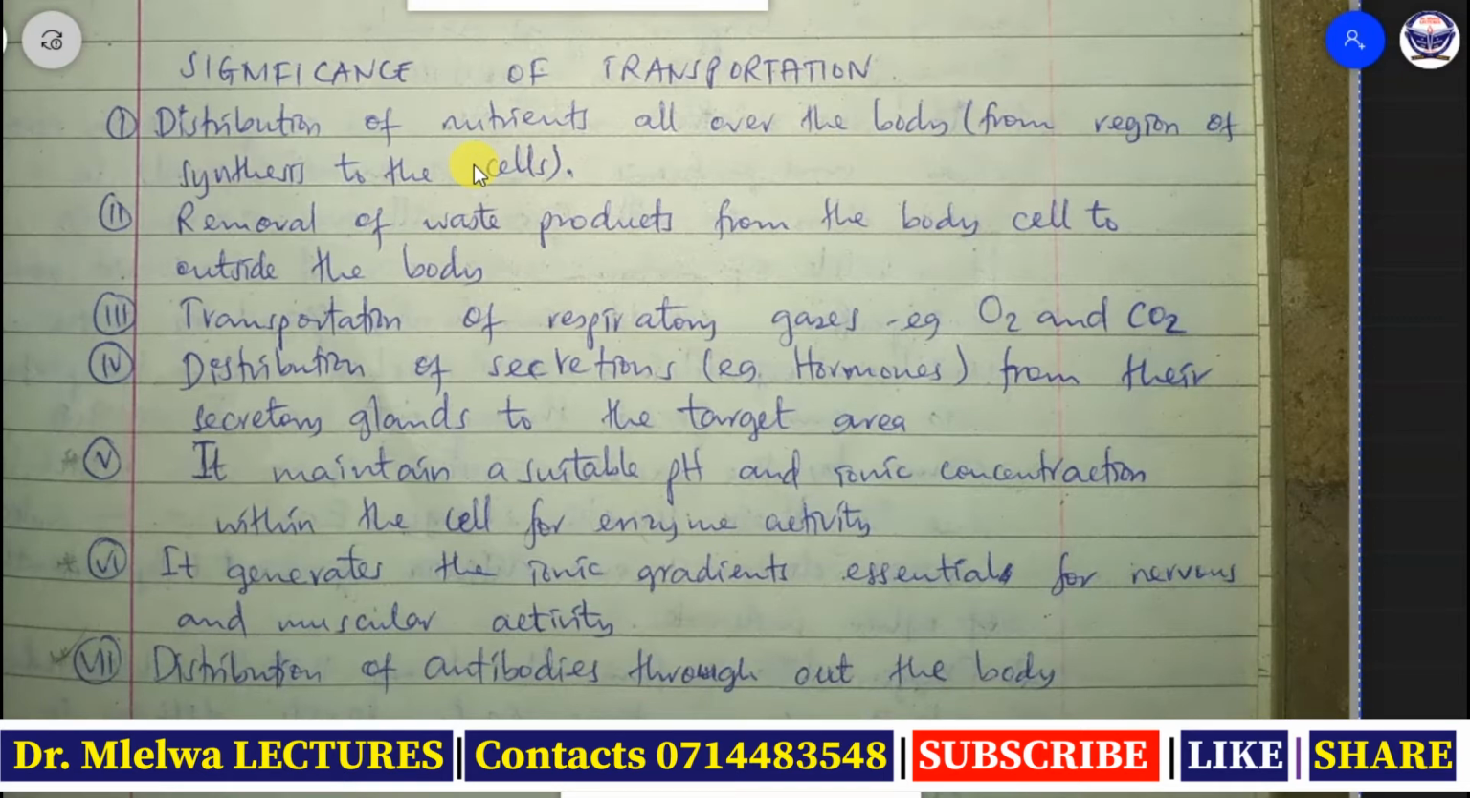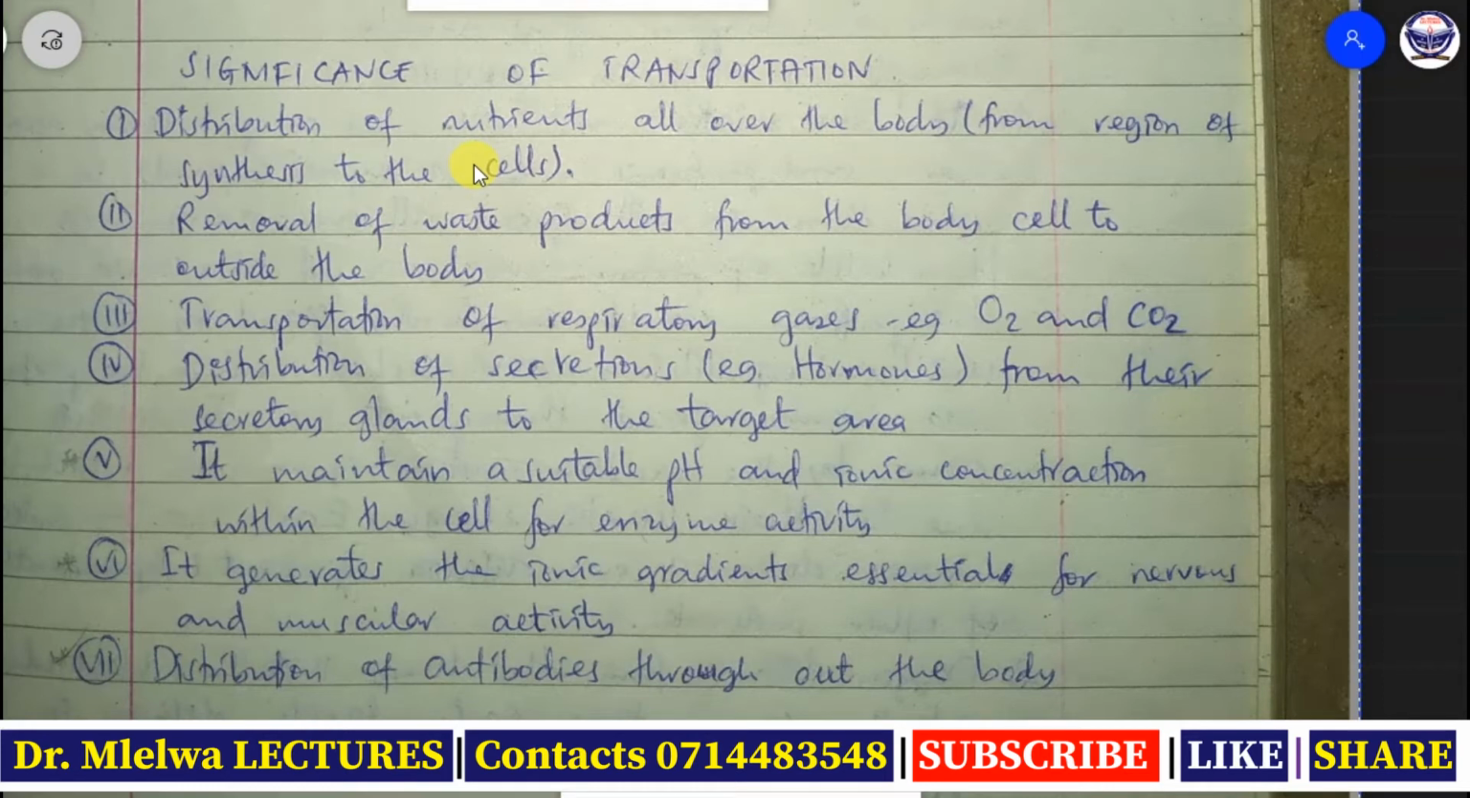Then the fifth point: it maintains a suitable pH and ionic concentration within the cell for enzyme activity. Suitable pH is needed because, for example, accumulation of carbon dioxide would combine with water to form weak carbonic acid, which when dissociated produces hydrogen ions, and the hydrogen ions could decrease the pH of the cell. If the pH of the cell decreases, the enzyme could not work efficiently, and hence the enzyme can be denatured by the change in pH, and then the cell finally will die.